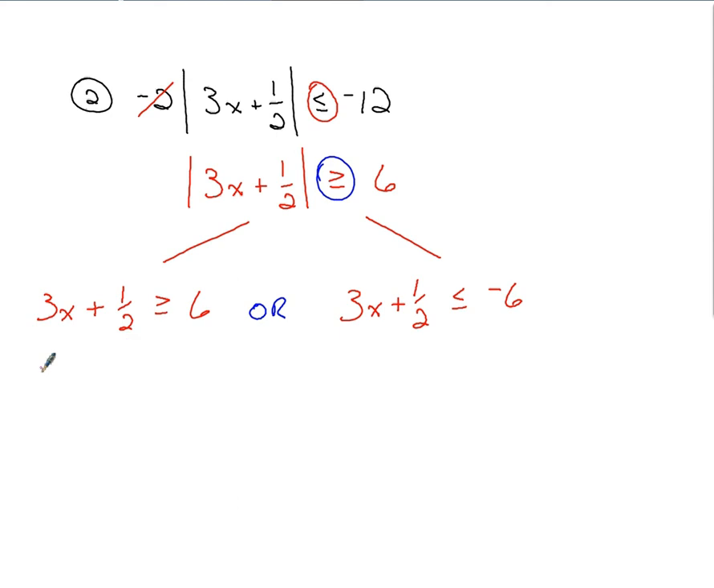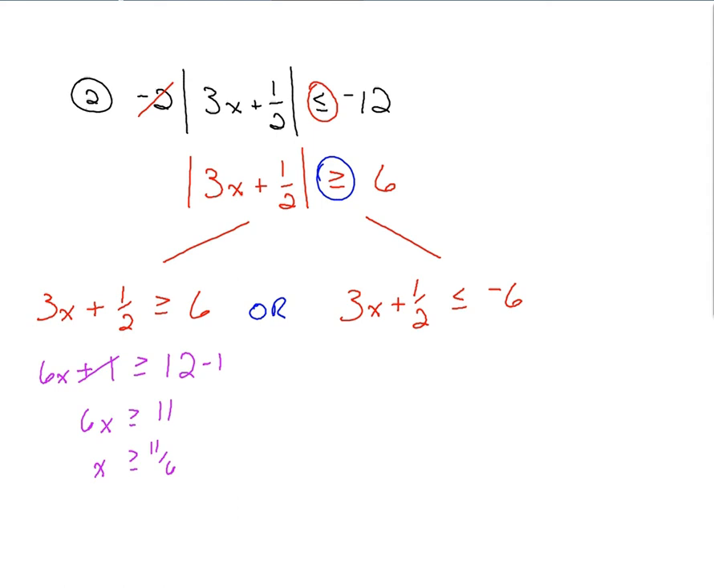So 2 times 3x, we got 6x. 2 times the 1/2 plus 1, greater than or equal to 2 times 6, get 12. All right, so subtract 1 over, get 6x greater than or equal to 11. Divide by 6, x greater than or equal to 11/6. Still end up with a fraction, but so what? All right, we like clearing the fraction out.